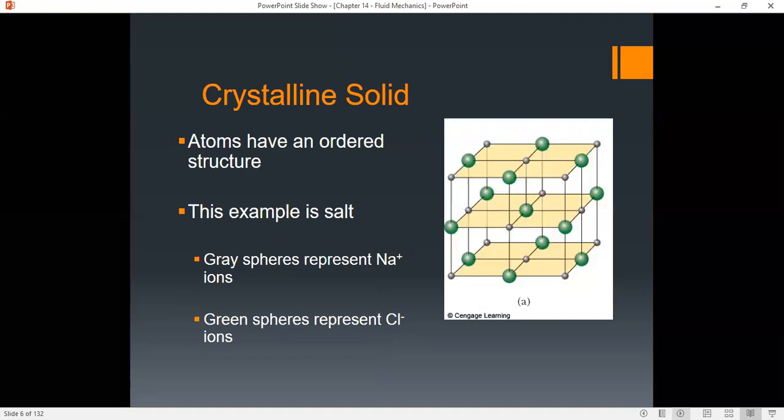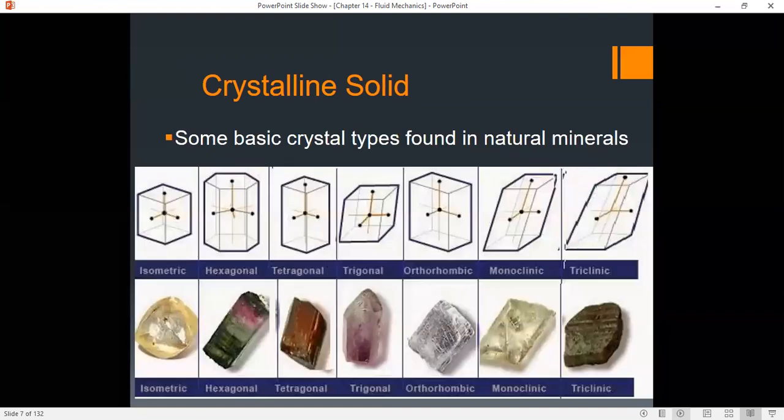Special types of solids include crystalline solids. These are solids that have, on a microscopic or sub-microscopic scale, a definite three-dimensional pattern to the way that the atoms or molecules are ordered. A very good example of this is sodium chloride. The gray spheres represent the sodium atoms or sodium ions in the salt crystal. The chlorine is represented by green here. And this is really one of the simplest crystals. It's a simple cubic.